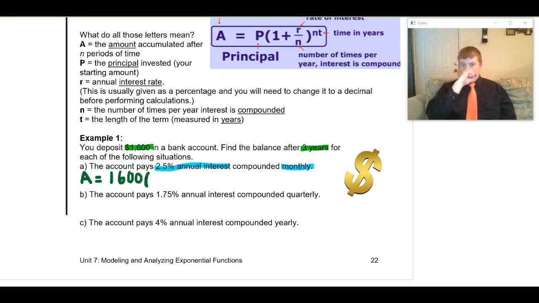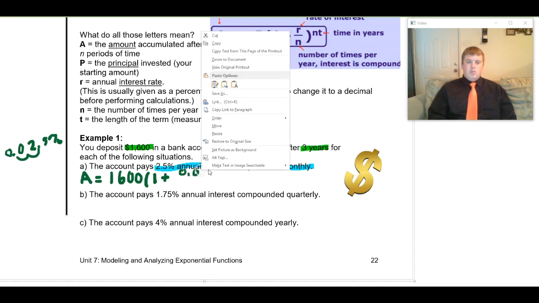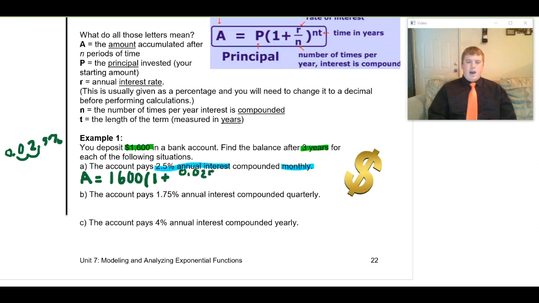We then put our parentheses, and we're always going to put that 1 there no matter what anything else is. That's always going to be a constant 1. Then we're going to add. Now this is where we have to do just a little bit of thinking. We have to change 2.5% to a decimal. So remember, to change something to a decimal, you move the decimal point to the left 2 times. So we're going to need a filler 0 there, and our decimal point will be right there. So that is going to be 0.025 all over the number of times per year.